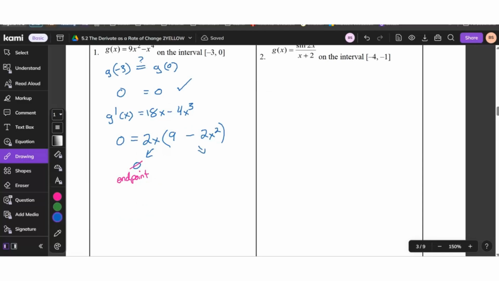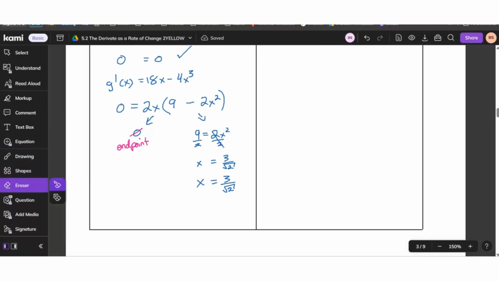Then this one I have to actually solve. So this is going to be 9 equals 2x squared. Then I would divide by 2, and then square root it. So the square root of x squared is going to be equal to 3 over square root 2, or just x equals 3 over square root 2. Why? Because I applied the square root to the 9, and the square root of 9 is 3. Technically, I shouldn't be saying it's x, should I? Because we said it was c. So we should be pretending it's c, since we're trying to figure out if that exists.